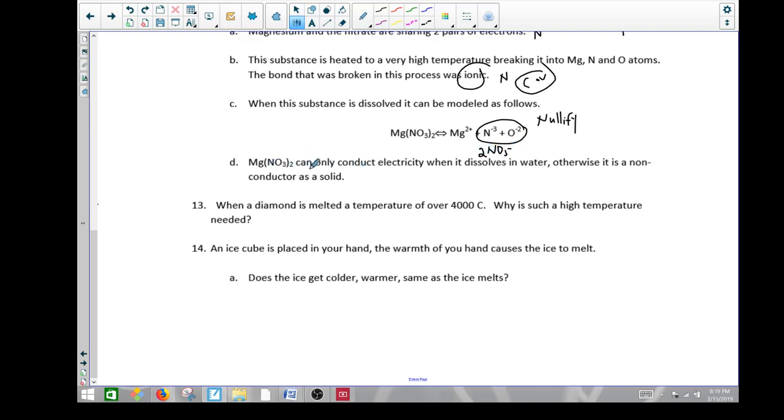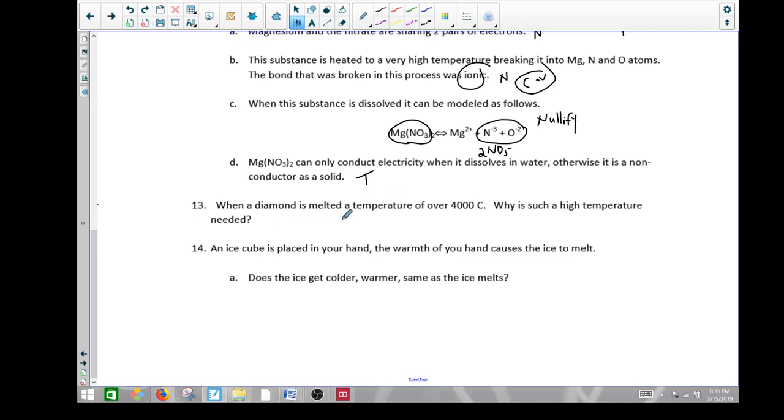The magnesium nitrate can only conduct electricity when dissolved in water. Otherwise, it's a non-conductor as a solid. This is true. You need free moving electrons, ions, or charges to get this to happen. And in a solid, those charges are locked in a crystal and cannot move. Therefore, a solid rock of magnesium nitrate is a non-conductor.